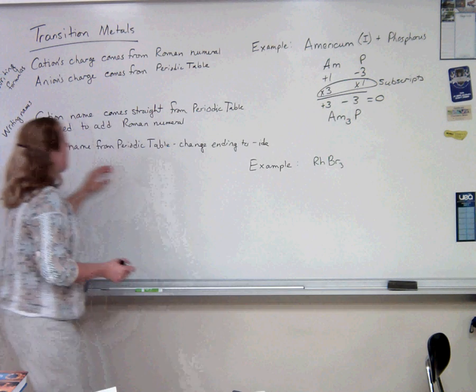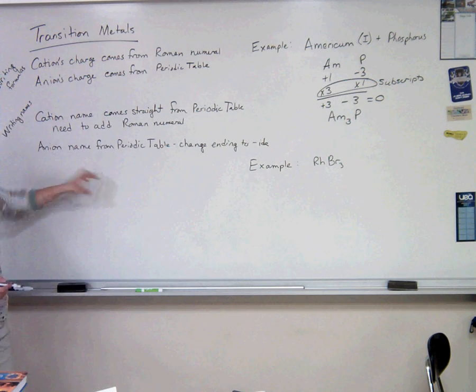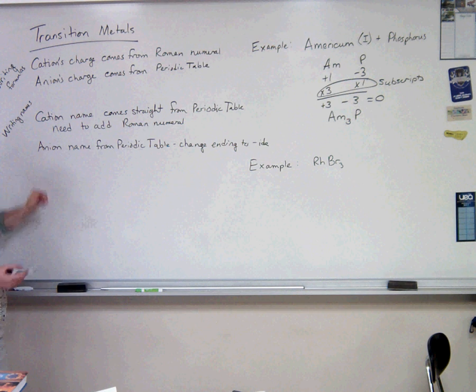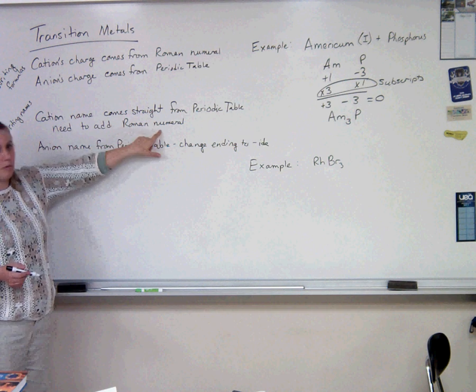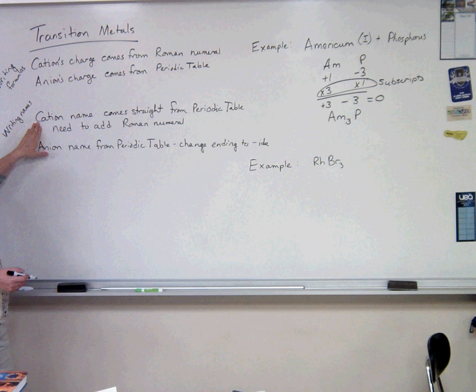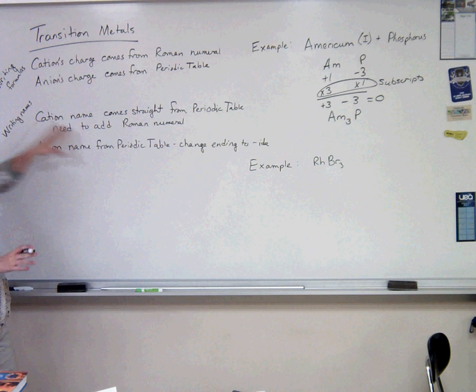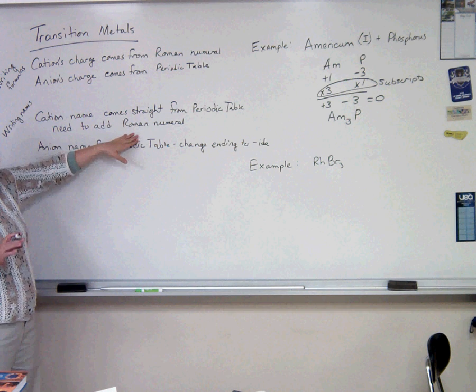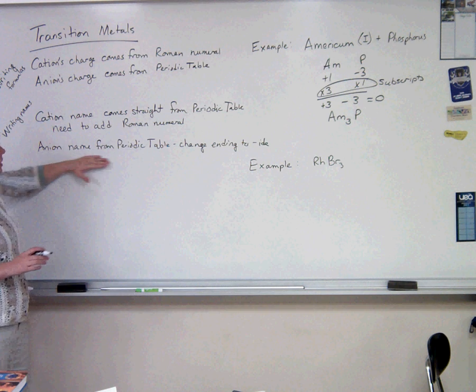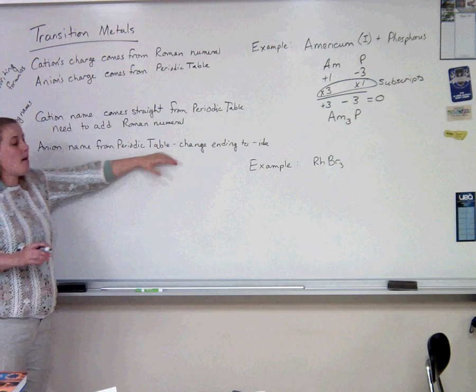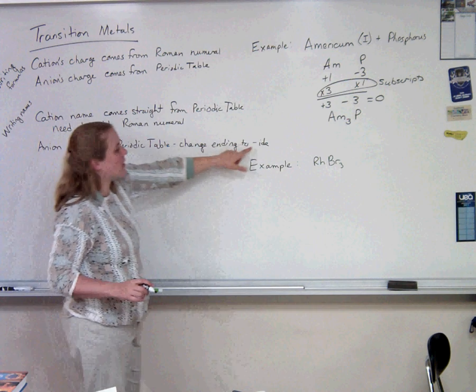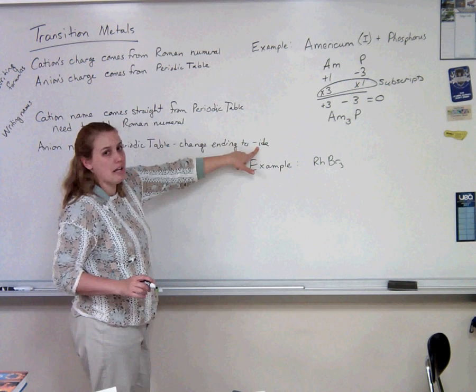Now let's talk about writing the names for them. The names are a little bit more complicated because we have to get the Roman numeral. The name for the cation is going to come from the periodic table, whatever the periodic table says. And then we have to put a Roman numeral after the cation, and we'll talk about how to do that in a second. The anion's name is going to come from the periodic table, but just like those other anions, we have to change the ending to -ide.